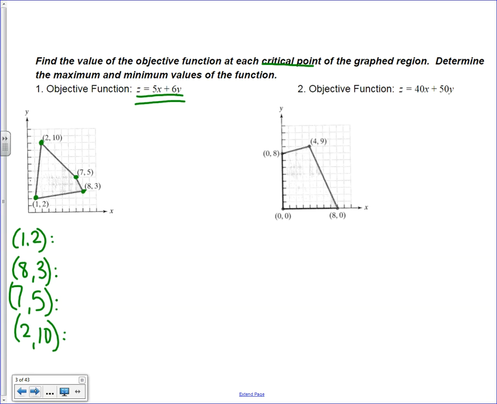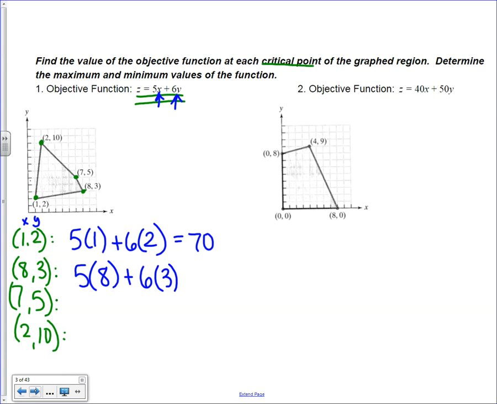So here we go. This is my x, this is my y. I have 5 times 1 plus 6 times 2. So notice I just took those numbers and I plugged them in to the x and the y in that objective function. Let's do it again. I have 5 times 8 plus 6 times 3, and that gives me a value of 58. Oh, excuse me, I don't know what I'm looking at. 5 times 1 and 6 times 2, that gives me a value of 17.